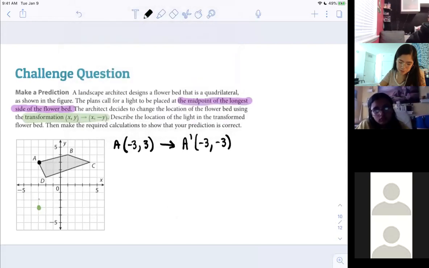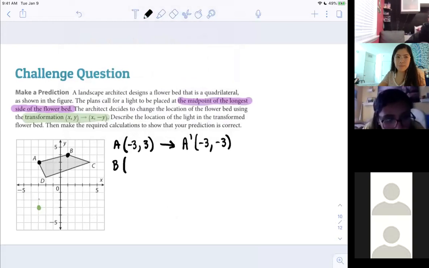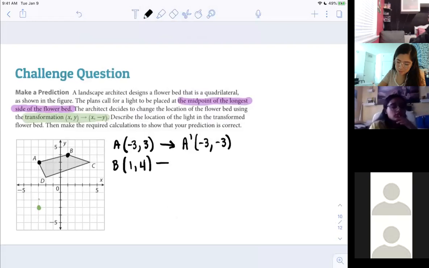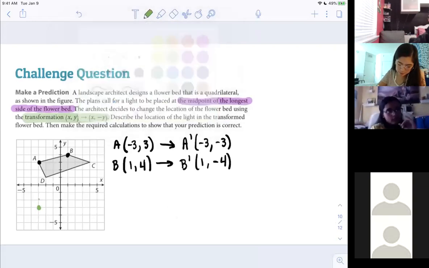Then I'm going to go to B and do the same exact thing. B started out at where? (1, 4). Good, (1, 4). Flipping the sign of the y, this becomes (1, -4). So I'm going to draw that in my figure: 1, 2, 3, 4, right here. This was A prime, this is B prime.